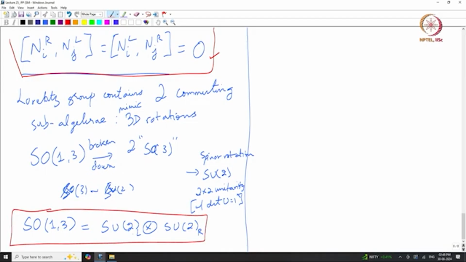What have we learnt here? That the left and the right handed representations are both completely independent representations of the Lorentz group, just like 4 vectors were and just like scalars were, okay. And indeed that is what we mean by spinors.